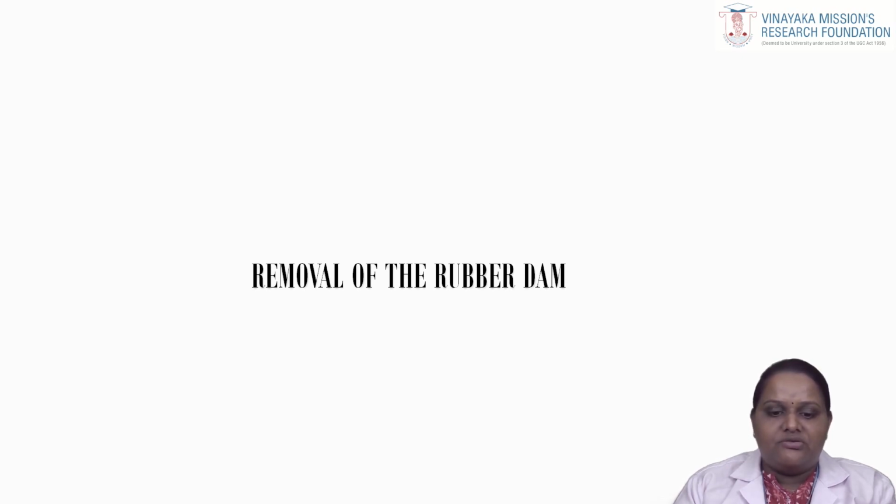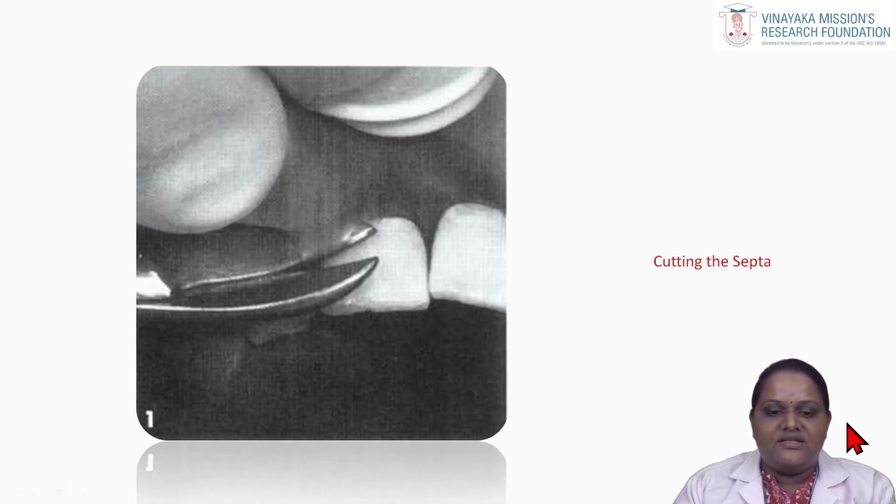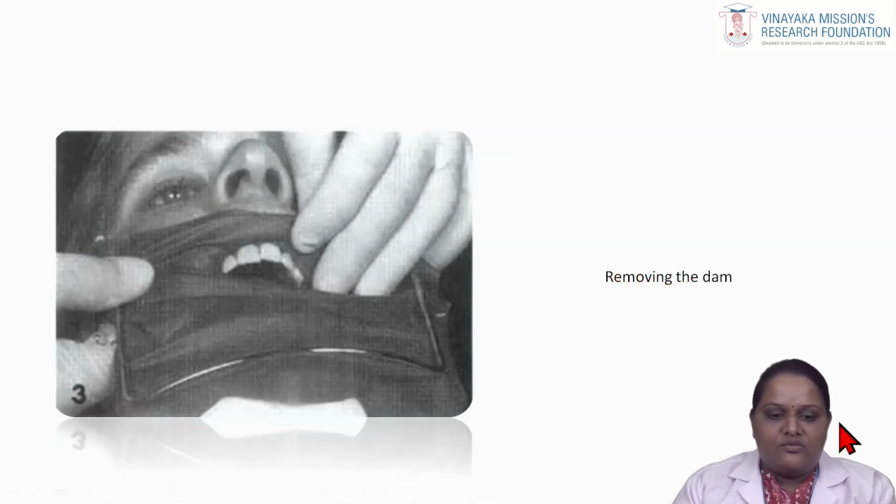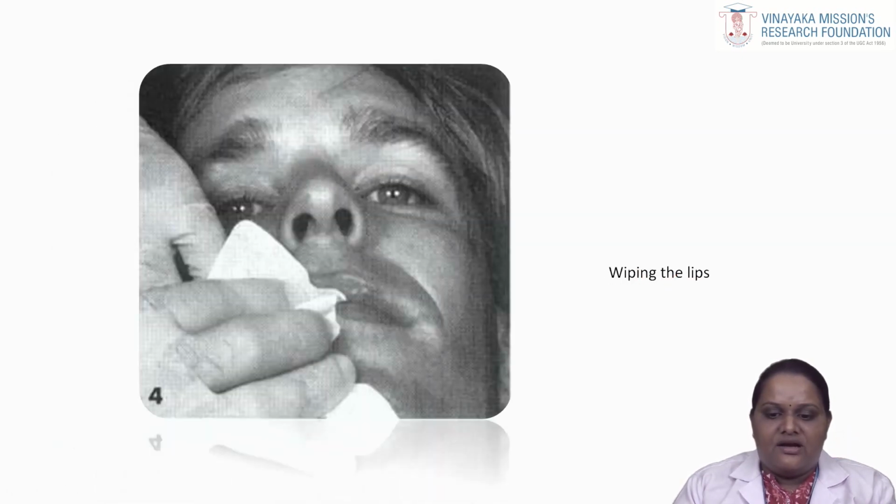Now we will be seeing the removal of the rubber dam and the steps involved. First comes cutting the septa. For this you can use scissors. Next step is removing the retainers of the rubber dam. Then remove the rubber dam frame, followed by the rubber dam sheet and the absorbent paper that is placed. Once this is all done, you can start wiping the lips because the lips will be literally dry, since it is a completely dry field.